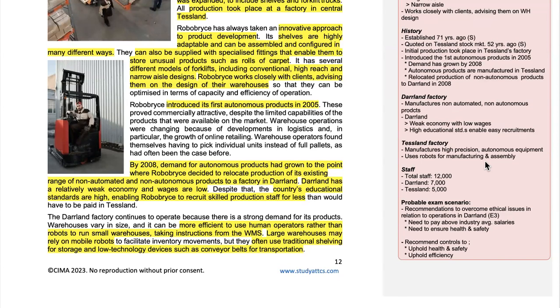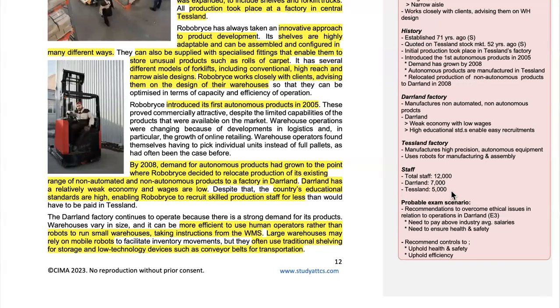So we are involved with manufacturing robots which are used for warehouse operations. And within our own manufacturing facility, in order to manufacture these autonomous vehicles, we utilize robots for manufacturing and assembly operations. And if you look at the staff members, there are 12,000 staff members in total who are involved with manufacturing operations, and 7,000 of them are based in Darland, and 5,000 of them are based in Tesland.